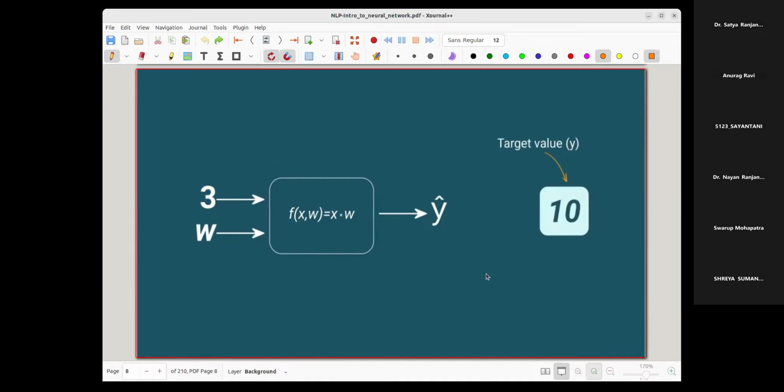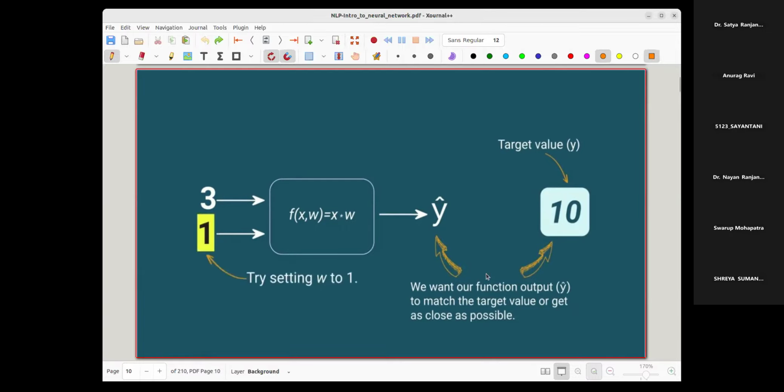I want to find out what w should be for this x value 3, which is fixed, so that the output of that function, y cap, is equal to the actual output, the target y, which is equal to 10. How will we do that? Let's do it intuitively. We need our function output y cap to match the target value, to get as close as possible.